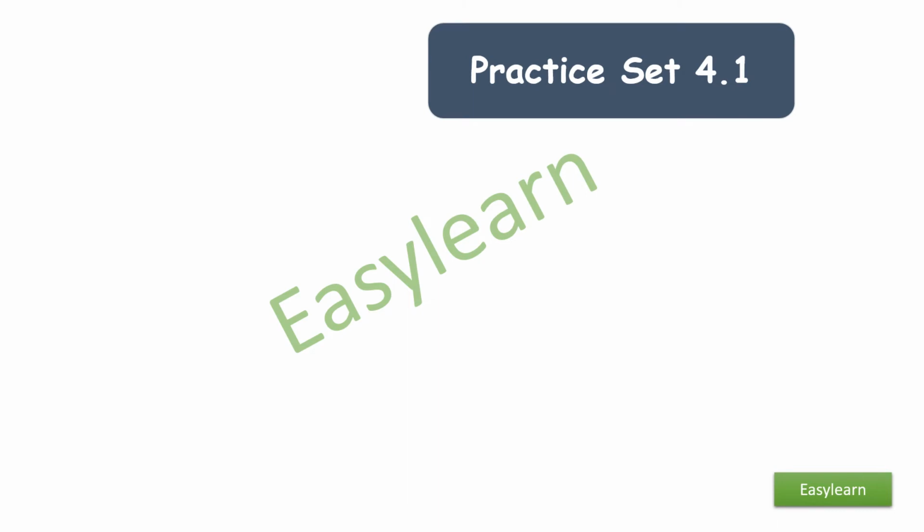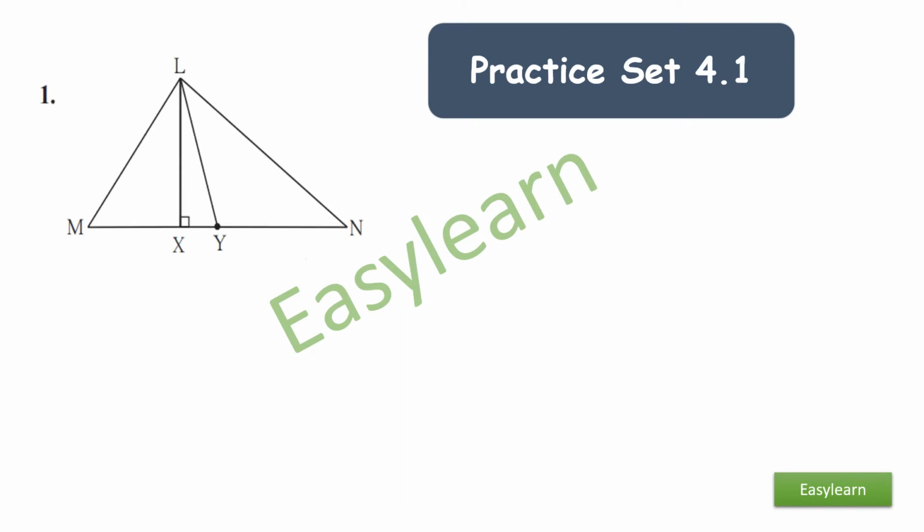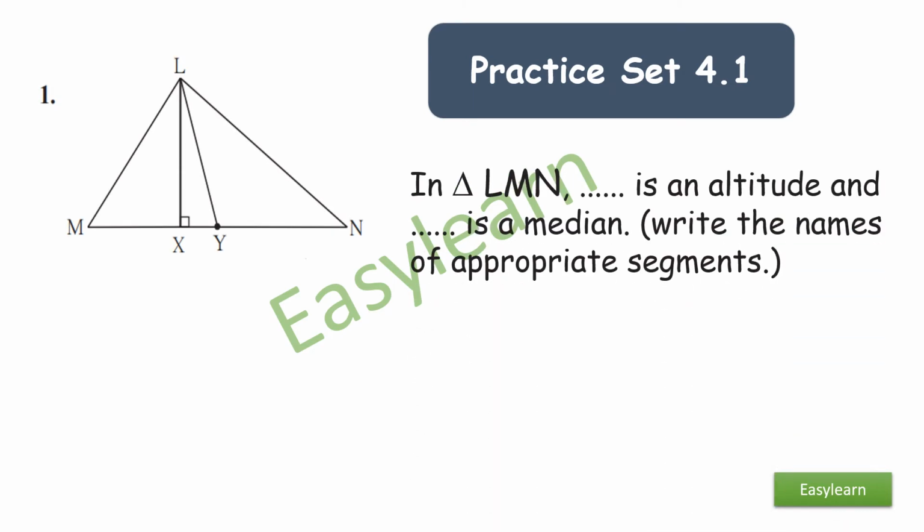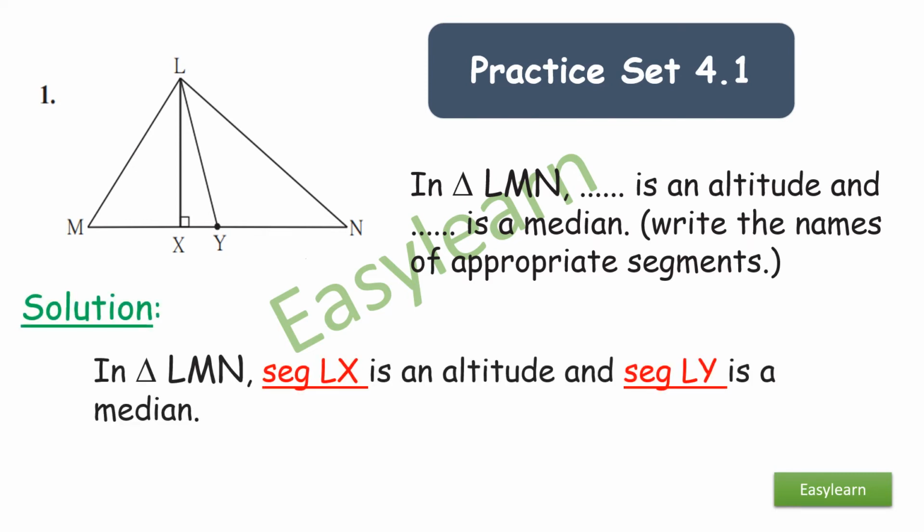Practice Set 4.1. Question number 1. In triangle LMN, dash is an altitude and dash is a median. Write the names of the appropriate segments. Now we know altitude is perpendicular and median divides the opposite side at the midpoint. So in this case the perpendicular is LX. Therefore, in triangle LMN, seg LX is an altitude and seg LY is a median.